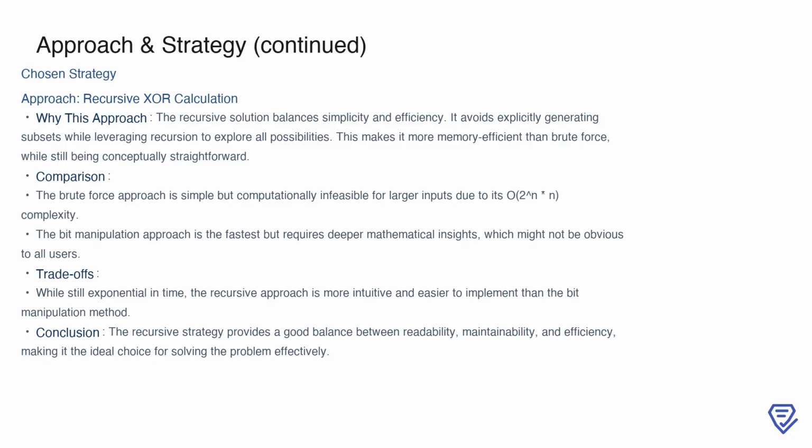On the other hand, the bit manipulation approach is the fastest, with a linear time complexity, but it requires a deeper understanding of XOR properties, which might make it less accessible. The recursive approach, while still exponential in time, is more intuitive and easier to grasp, making it a good compromise between readability, maintainability, and efficiency. This is why the recursive strategy is chosen as the ideal solution for this problem, offering a practical way to calculate the XOR totals effectively without being overly complex.